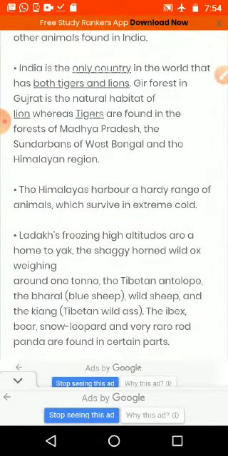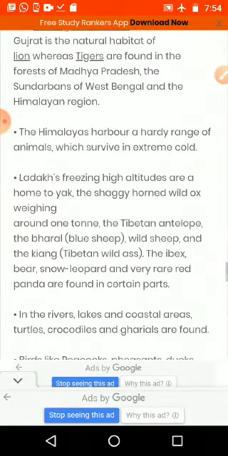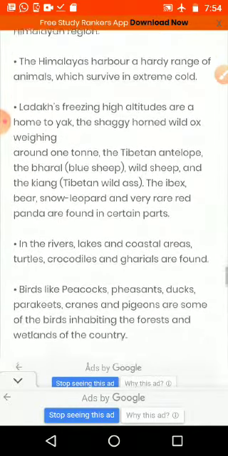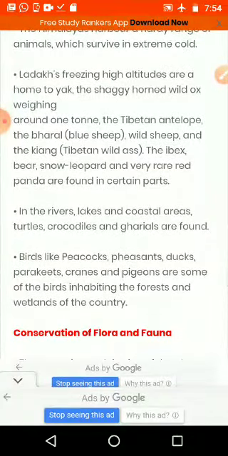Gir forest in Gujarat is the natural habitat of the lion, whereas tigers are found in the forests of Madhya Pradesh, the Sundarbans of West Bengal, and the Himalayan regions. The Himalayas harbor a hardy range of animals which survive in extreme cold.